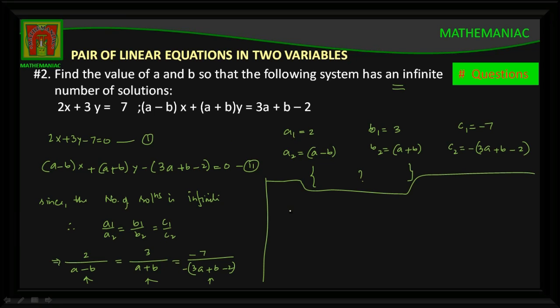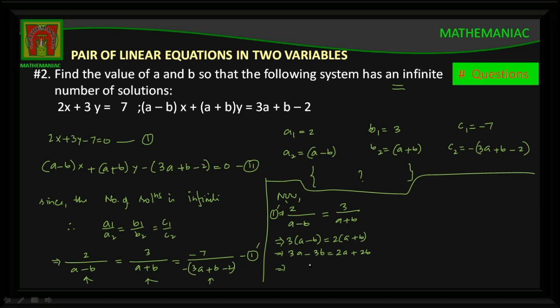Okay, so if I compare the first two, you need to write like comparing first two. You better give an equation number here, say 1. Now 1 implies I'm going to take the first two ratios, right? 2 divided by a minus b equals 3 divided by a plus b. Now get the cross multiplication done, right? 3 times a minus b equals 2 times a plus b. What you will get? It is 3a minus 3b equals twice a plus 2b.